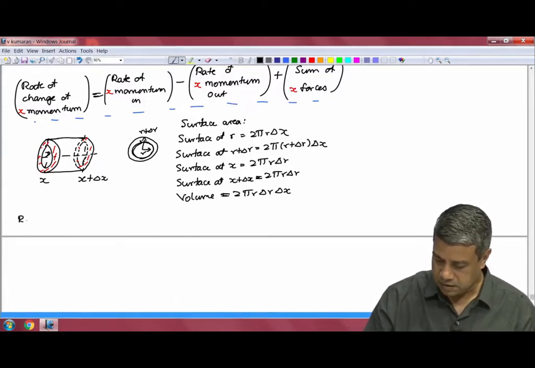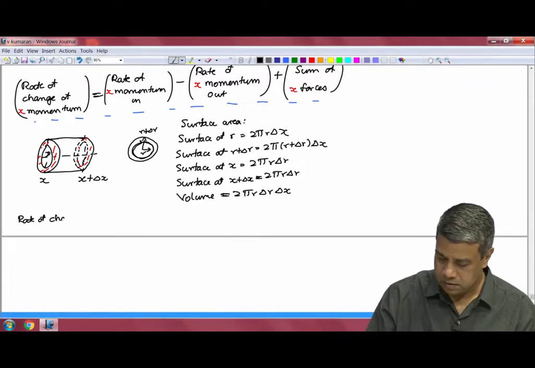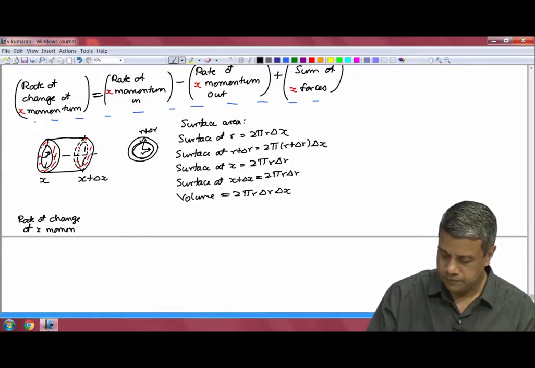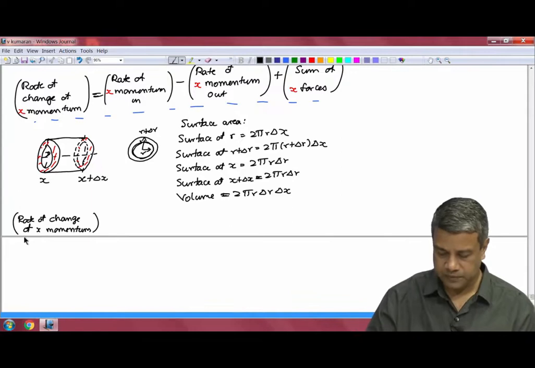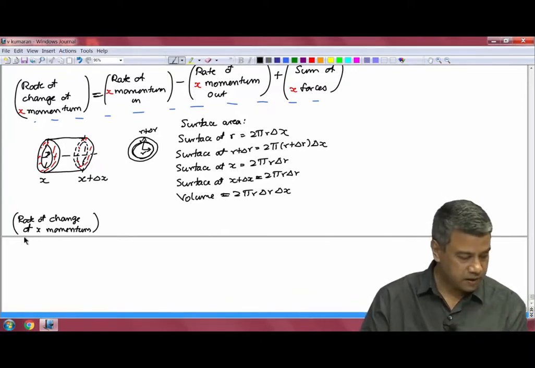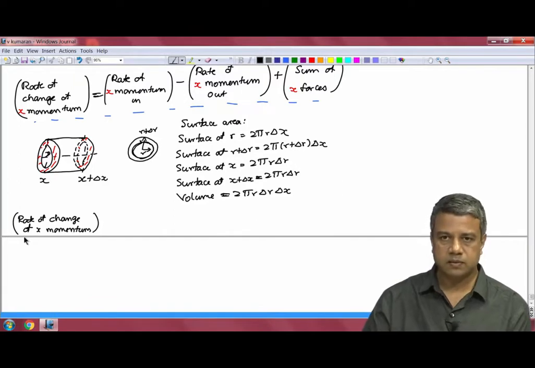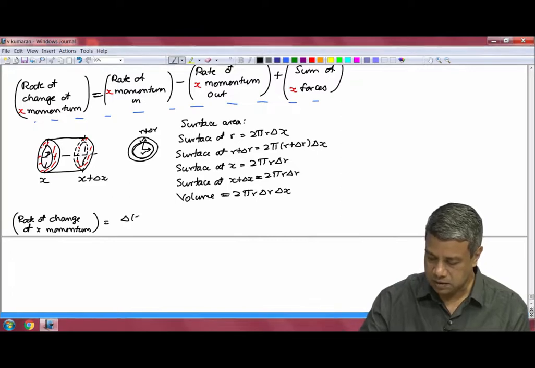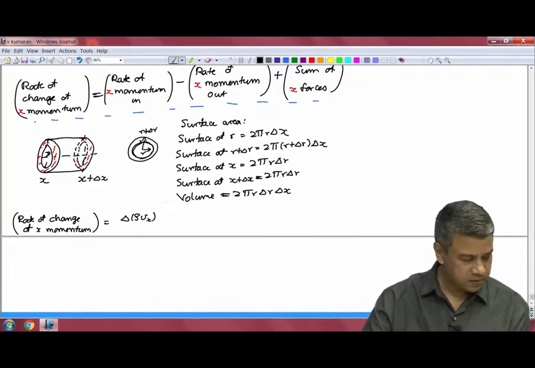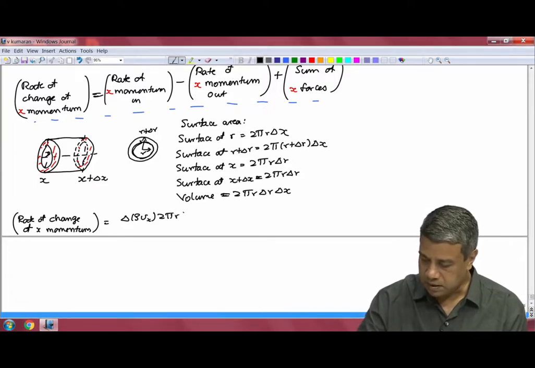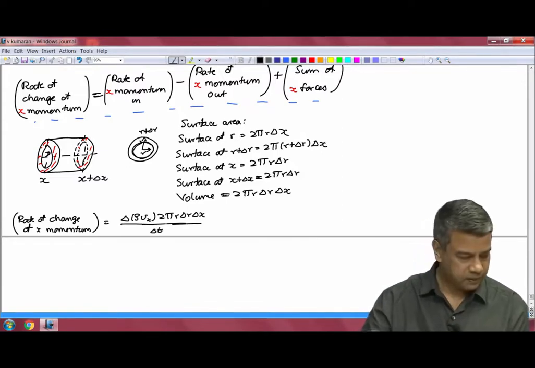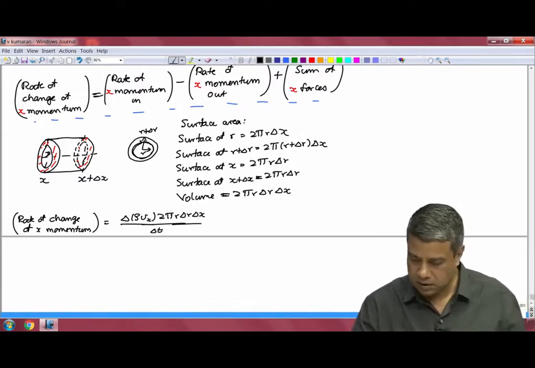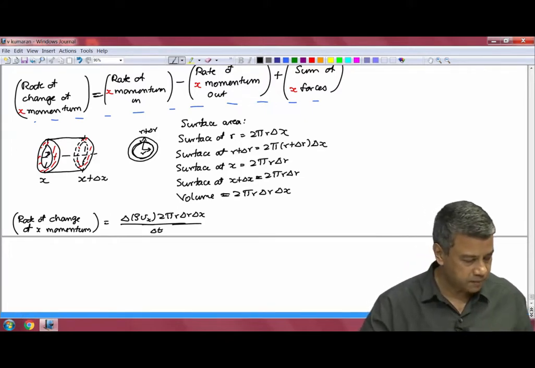Rate of change of x momentum is equal to the change in x momentum divided by time. Change in x momentum is the change in the momentum density times the volume, which is 2 pi r delta x, divided by delta t. That is the rate of change of x momentum per unit time.